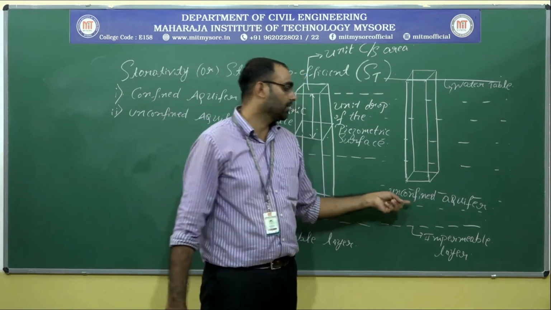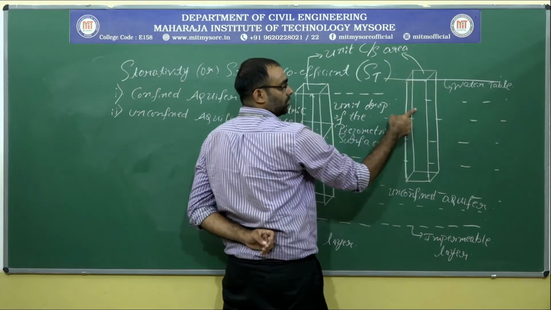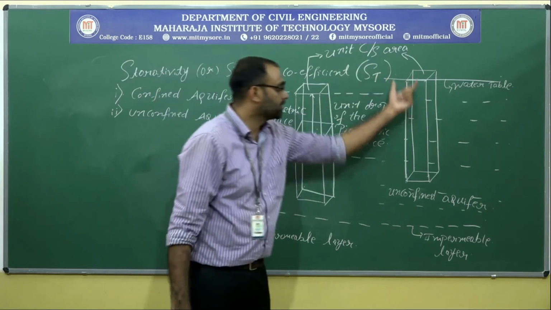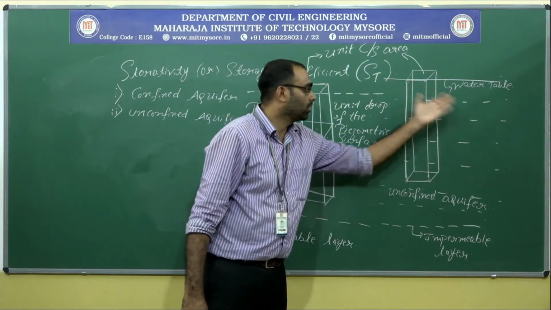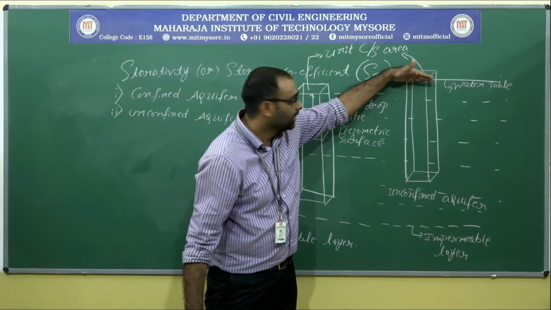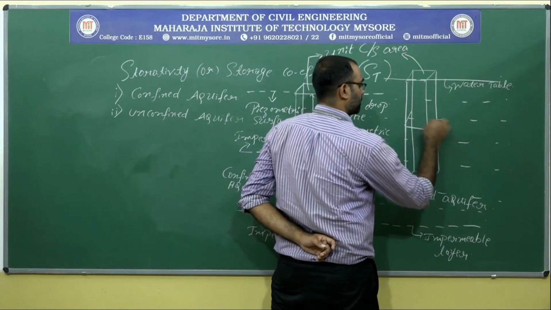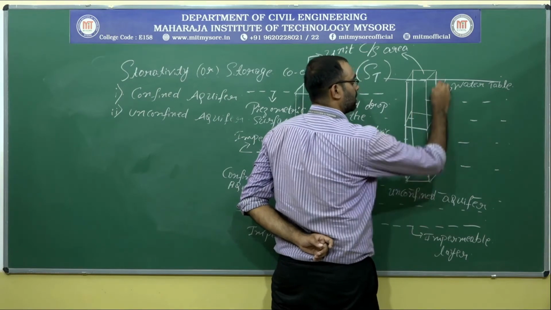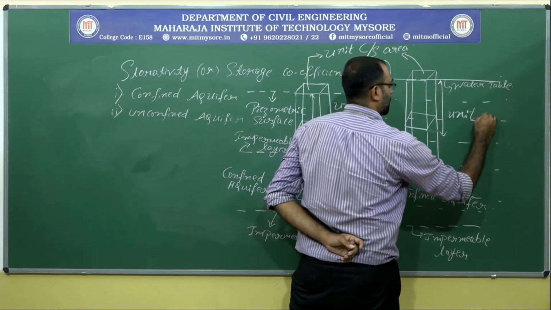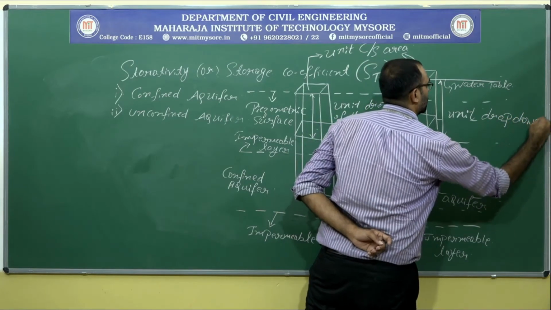Similarly, we have an unconfined aquifer here. Here also the piezometric tube will be having unit cross-sectional area. What happens once you insert here? There is readily water available, water comes out, and this water table gets down. Let's say it has gone down to an extent of unit quantity. Okay, let's say unit drop down.